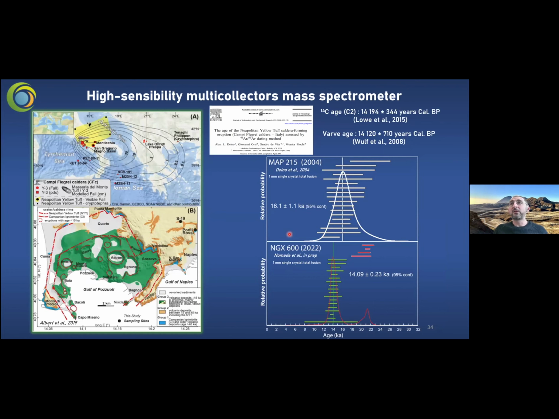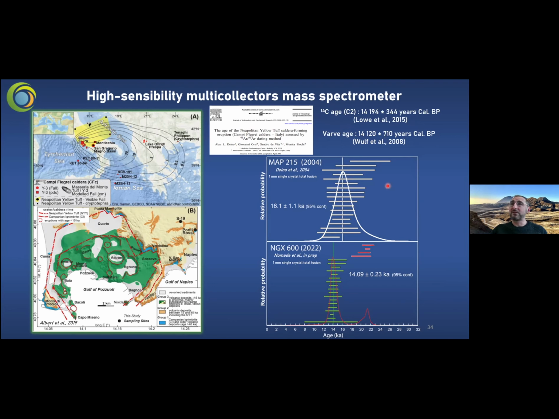Let me show you what we are capable of doing right now. This is an example of the Neapolitan Yellow Tuff. This is a big eruption from the Campi Flegrei, and this is the zone of deposition of this huge eruption, the Neapolitan Yellow Tuff. And in 2004, an argon age was published by Deino. Just as a reference, the current age for this eruption is given by C14. Here you could see the uncertainty at 2 sigma. The varve age is known from a lake.